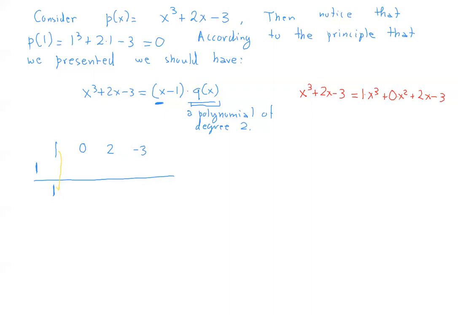So what do you do next? What you do next is you multiply 1 with 1, and you put it right here underneath the second coefficient. So you write the product of the two right here. So what happened here was multiplication. And now you add them up. 0 plus 1 is 1. So here you have addition.